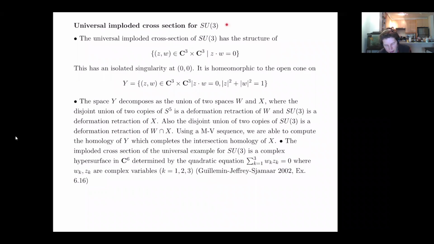For SU3, the universal imploded cross-section has the structure given by a quadratic relation, the set W where the inner product is equal to 0. And this has an isolated singularity at 0. It's isomorphic to the open cone on the set where you keep the quadratic relation and you impose the condition that you're in S5, that is, Z squared plus W squared is equal to 1.